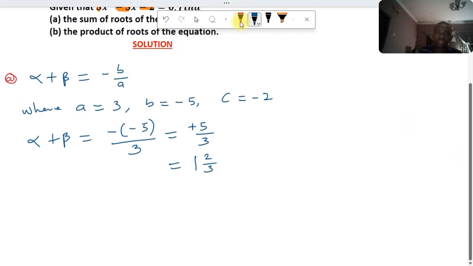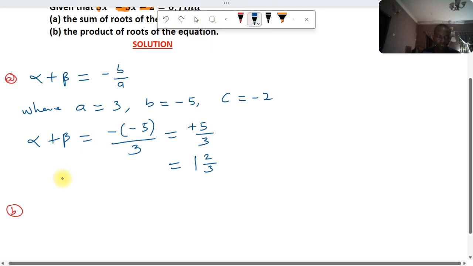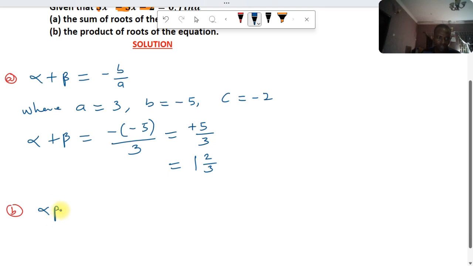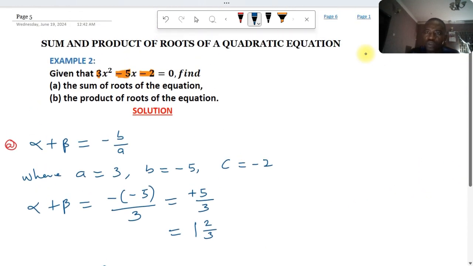We are to also take the product, and that is in b. Product, we have b, which is alpha beta. The formula is c over a. So what's my c? My c is minus 2, and my a is 3. So that's all. We have it done without solving the quadratic equation. I want to believe that this is clear to us.